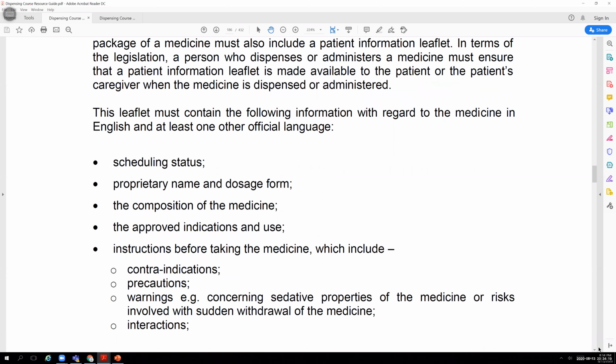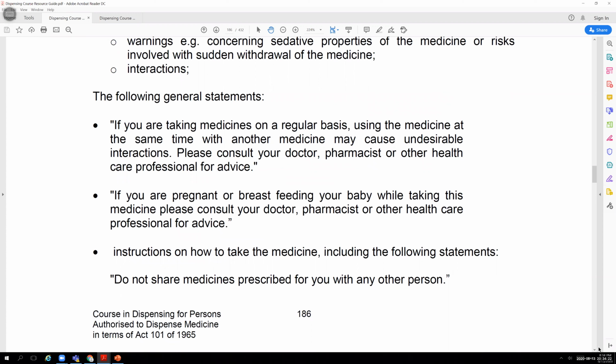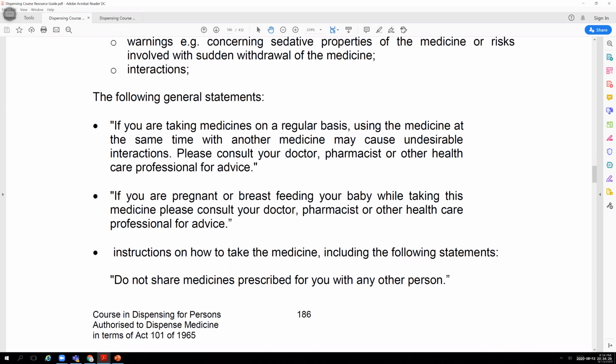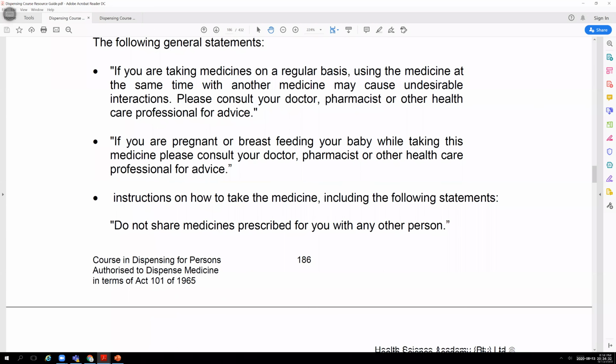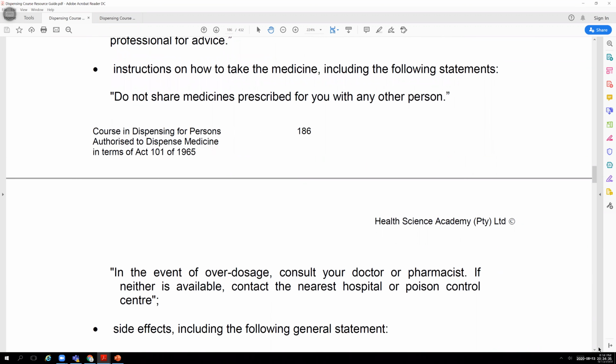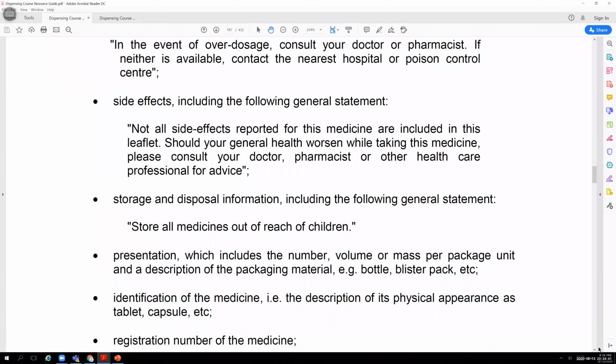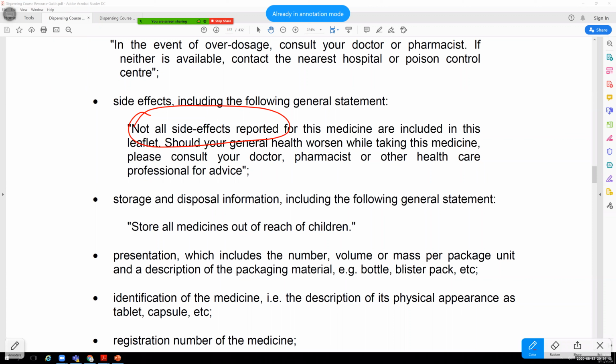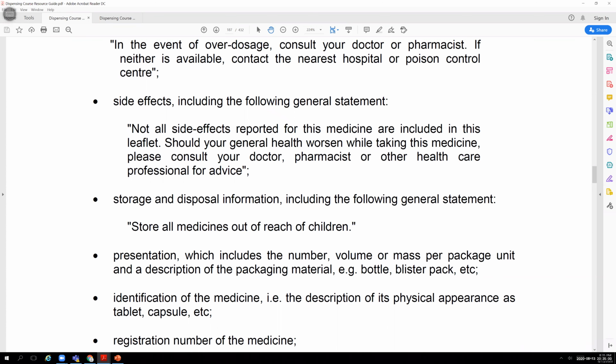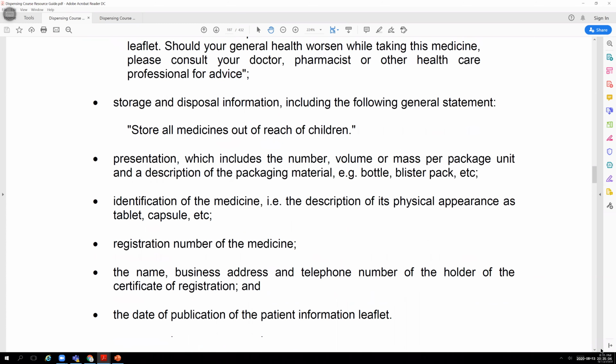And then the general statements around that: some medicines you might not take together, that's very important. If you are pregnant, contact your doctor. Do not share your medicines. If you take more than you should, contact your doctor. Another important point is that not all side effects are reported on a package insert or patient information leaflet. So if they feel unwell, they should contact the doctor. And then how to store the medicines must also be covered as part of that.